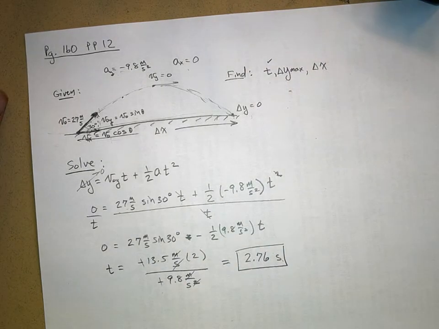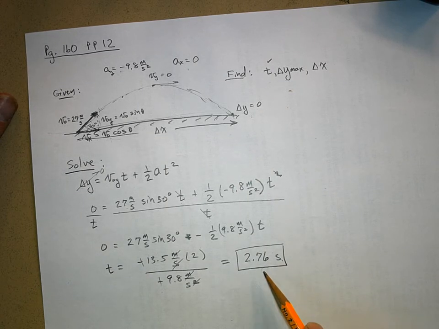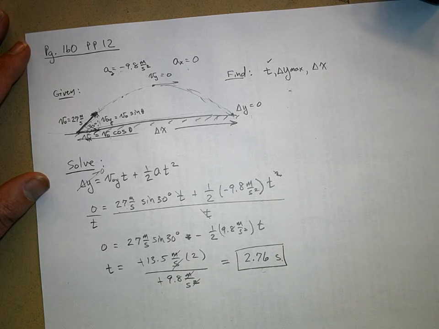Now we want to find delta y max. Now we have a couple of choices because now we know what the time is. I don't like using the time though, because what if I made a mistake in calculating the time? I don't want to have to use time. All right, so let's take a look at what I know.